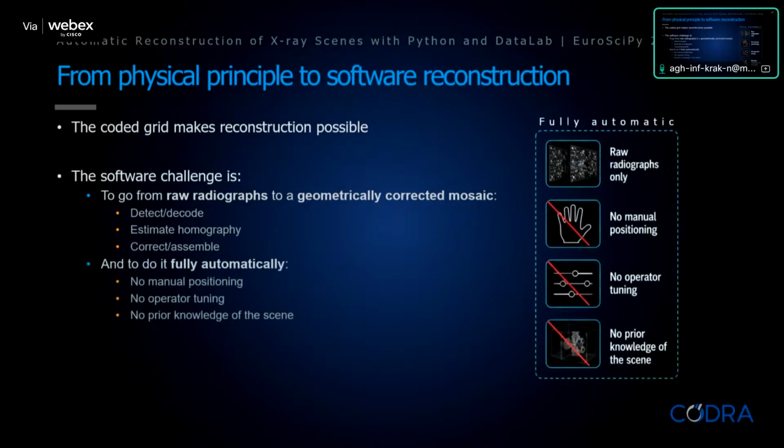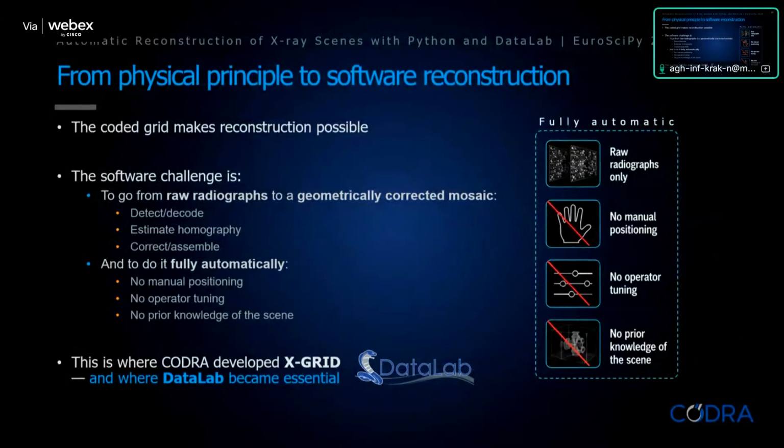And the second challenge is that we need to do it fully automatically. So the end user has to be able to press a button and obtain the full field image. So no manual positioning of the individual images, no operator tuning, and no prior knowledge of the scene. So this is where Codra developed XGrid and where DataLab became essential.